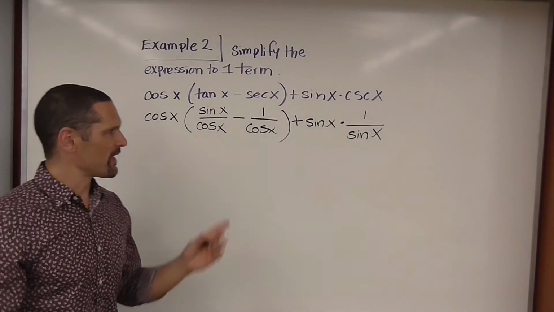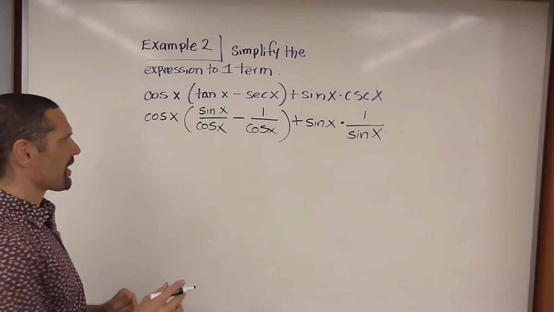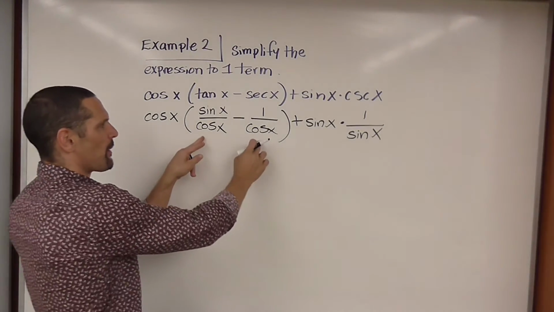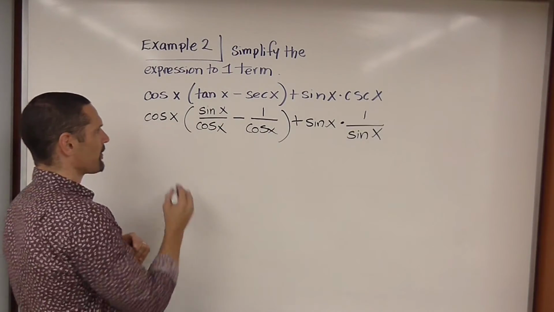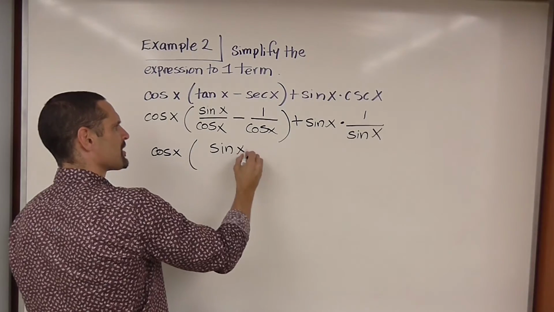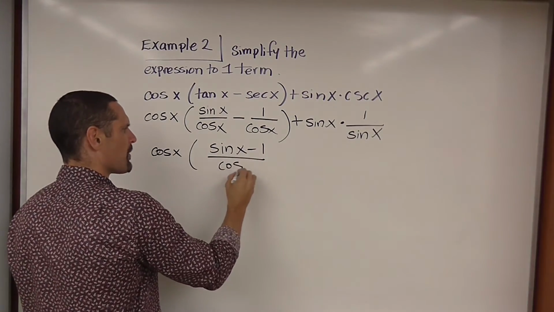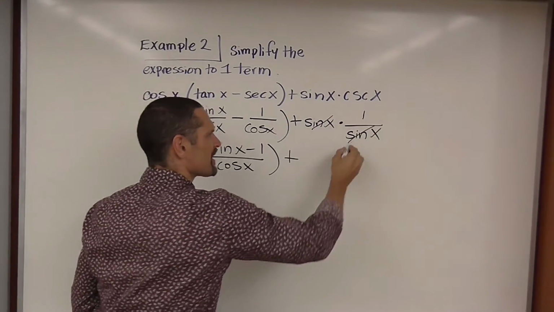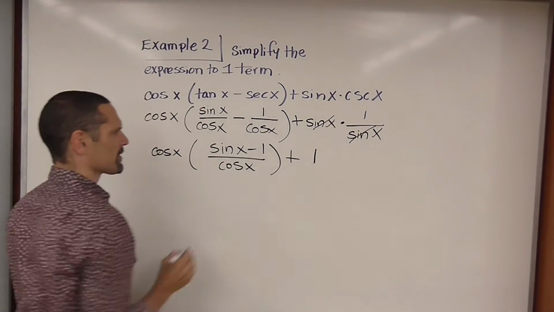If you write everything in terms of sine and cosine, we can get a lot of cancellations. Anytime I have two denominators that are the same, I'm going to try to combine fractions. Cosine x times sine x minus 1 over the common denominator of cosine x, plus, well, look what happens here. These signs cancel and we're left with plus 1.